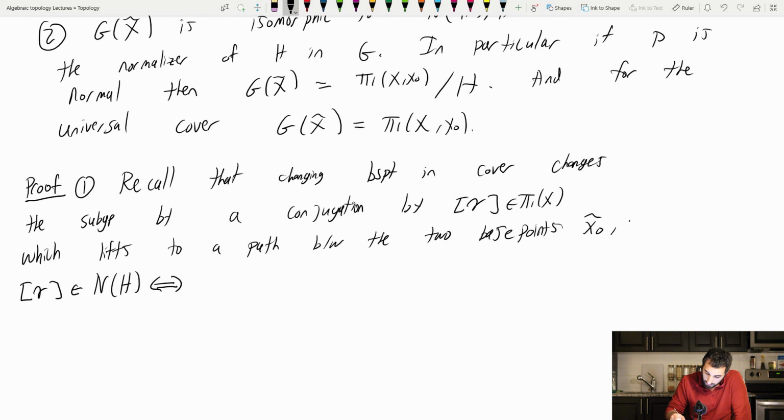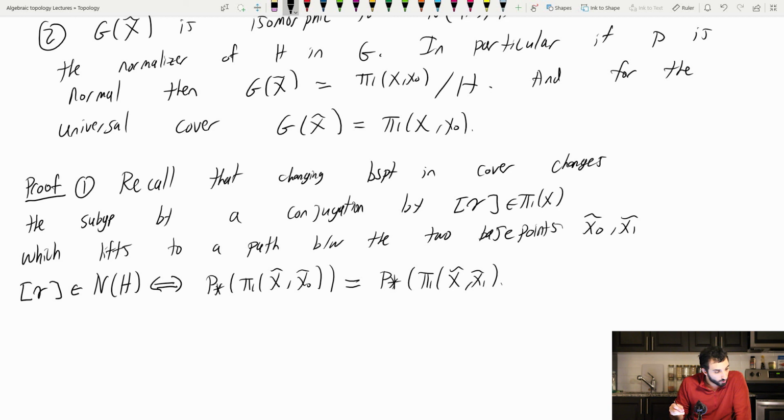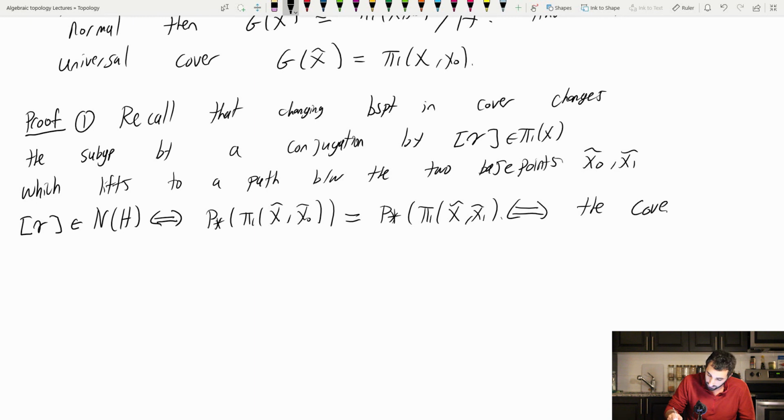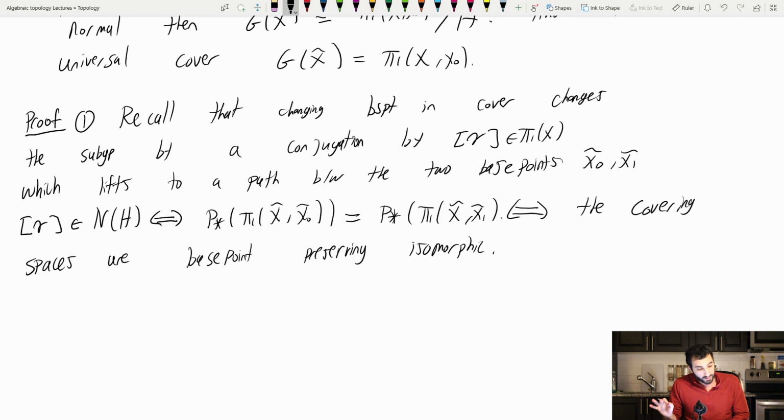Okay, so then let's give these base points a name, x naught twiddle and x1 twiddle. So that means that P star of pi 1 of x twiddle with the base point x naught twiddle is the same as P star of pi 1 of x twiddle with the base point x1 twiddle. Well, this is what we proved earlier. If the induced maps are the same, then the covers, the covering spaces, are base point preserving isomorphic. Okay, so that's what would happen if one element was in the normalizer.